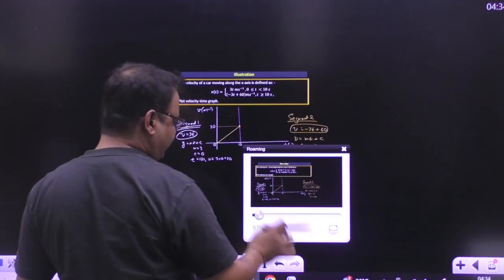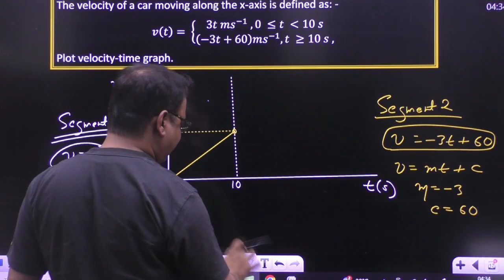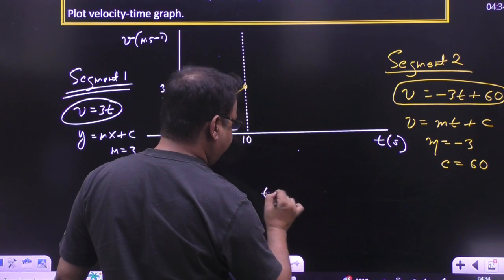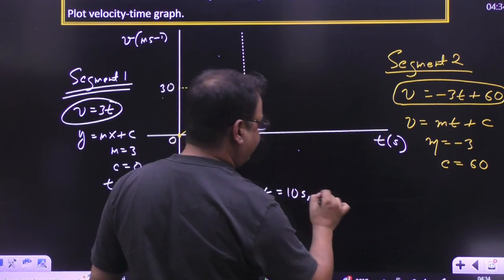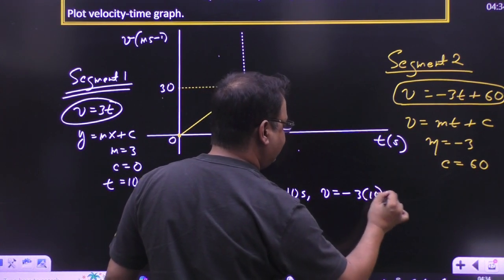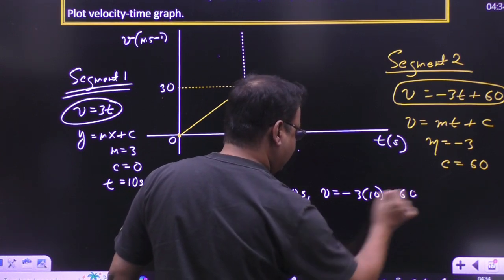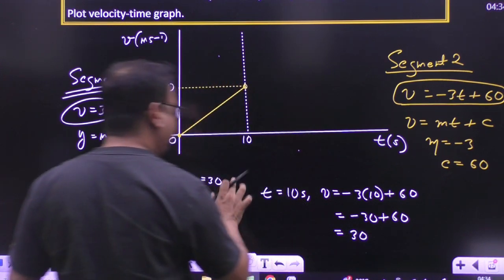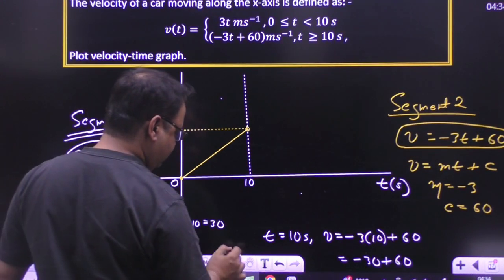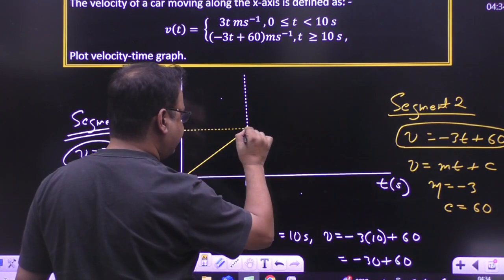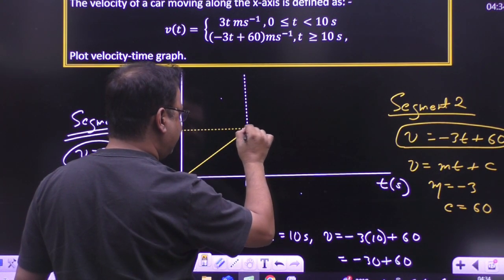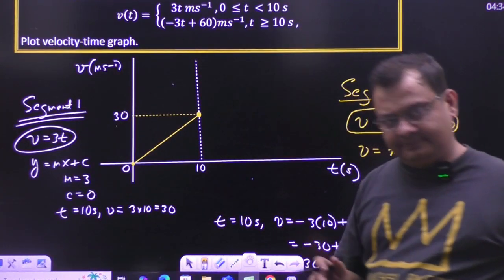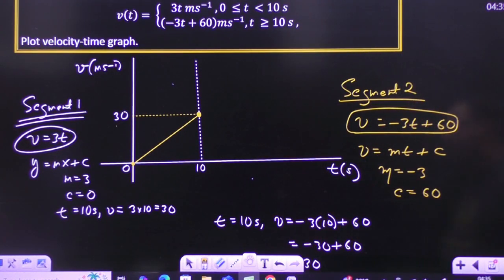Let's see the initial point, because the intercept will not be of much help. The graph is not cutting the vertical axis. So when t is equal to 10 seconds, let us find the corresponding value of v. Minus 3 into 10 plus 60. So I'll get minus 30 plus 60. So your answer will come to be 30. So when t is equal to 10, it is 30. Number 1, first point. So I'm making a circle here. It is also having a value of 30, and this value will be included in the second segment. Number 2, the graph will go down. Second property, slope is negative. So the graph will go down.